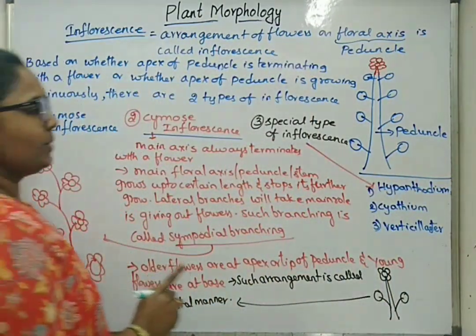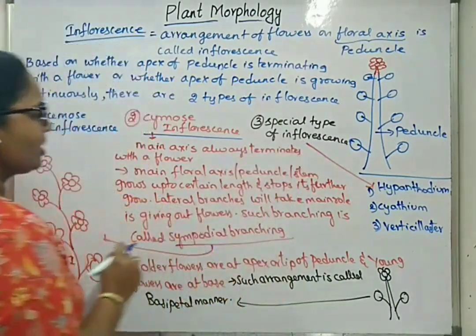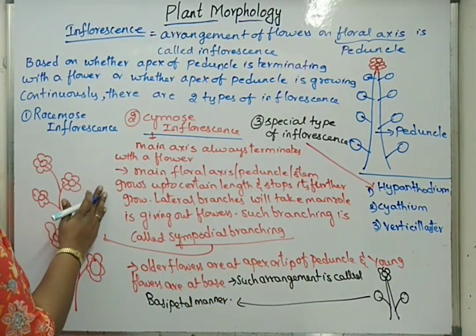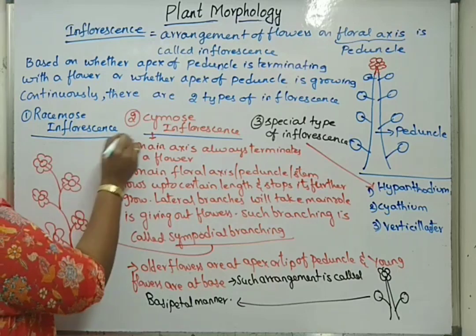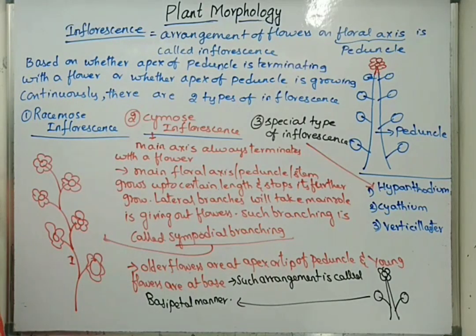So these are the three types of inflorescence under special type of inflorescence, but based on whether the apex is terminating with a flower or not, we have two types, that is racemose and cymose type of inflorescence.